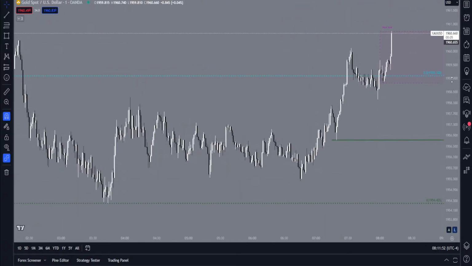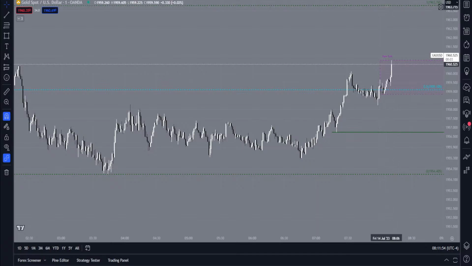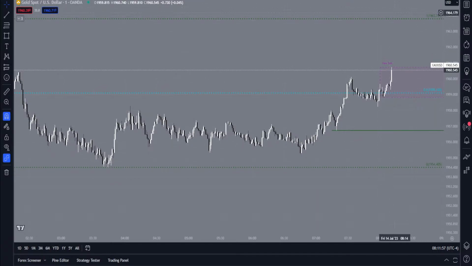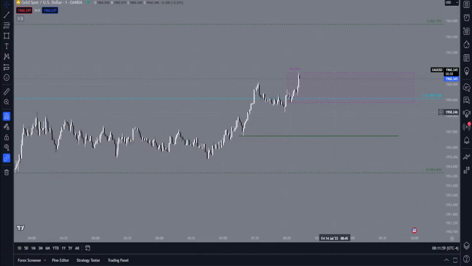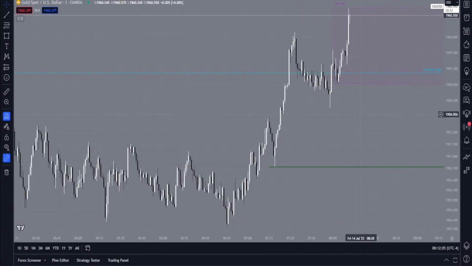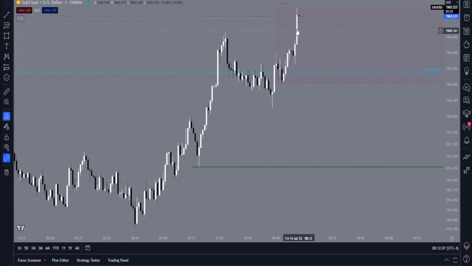Now, if it breaks up here, we're just going to cancel out the idea that we're going to be bullish, because if it came down, it probably means it's going to keep going down. Okay? So keep that in mind. If it goes above the high of the day, we're not going to be bullish anymore if it comes down.